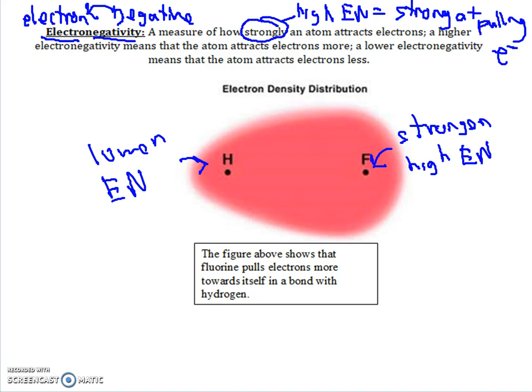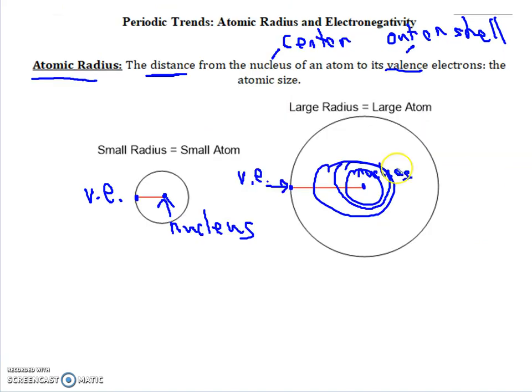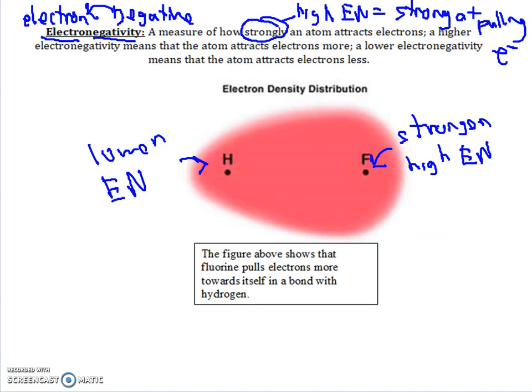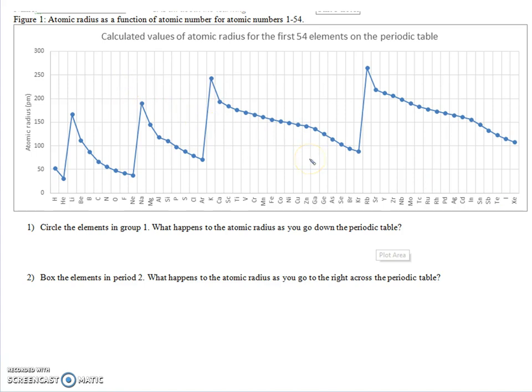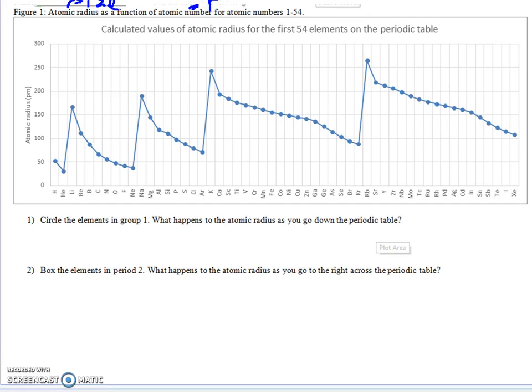Okay, so that's our definitions. Let's review them one more time. Atomic radius is the distance from the nucleus to the valence electrons. And electronegativity is how well an atom attracts electrons, or how strong it is, essentially. So let's look at this next figure, which in your packets I believe is on the next page. So what does this tell us? Atomic radius, so I know that means size, as a function of atomic number for atomic numbers 1 through 54. And remember, atomic number is the protons.